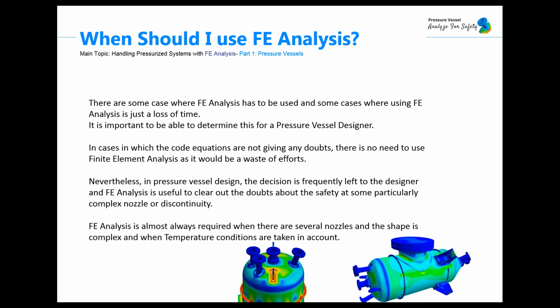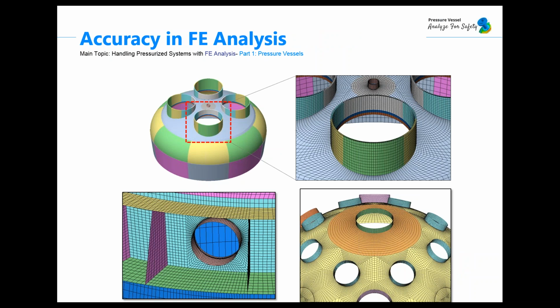Finite element analysis is almost always required when there are several nozzles and the shape is complex, and also when the temperature conditions are taken into account. Accuracy in finite element analysis also depends a lot on the mesh, and you need to have the right tool in your software to construct a really good quality mesh. For example, map meshing is a must, and then you will need manual meshing operations like the extrusion of some shape, and you will be able to get the correct stress at some specific point of your model.